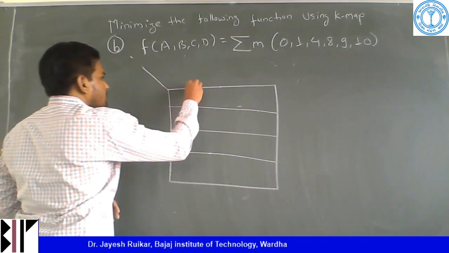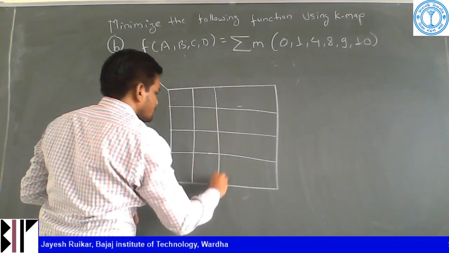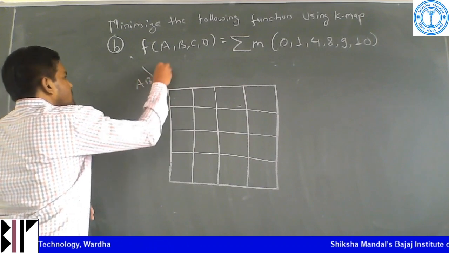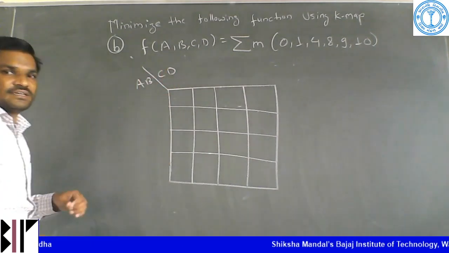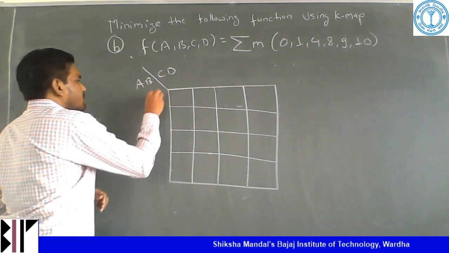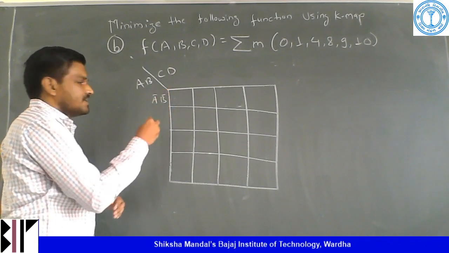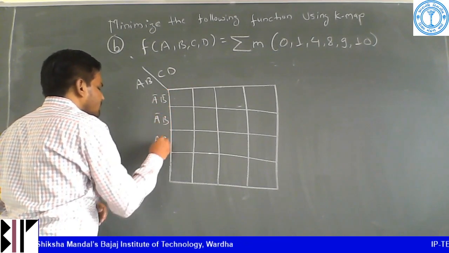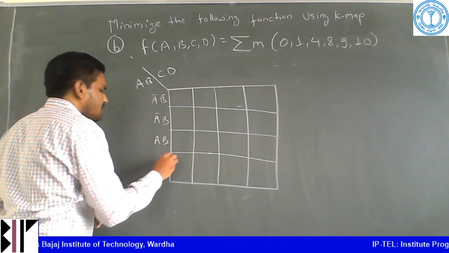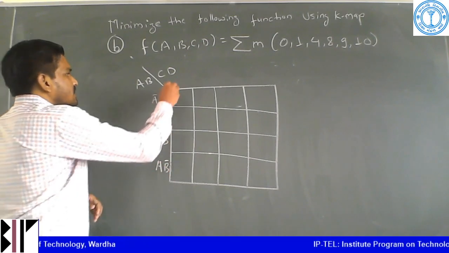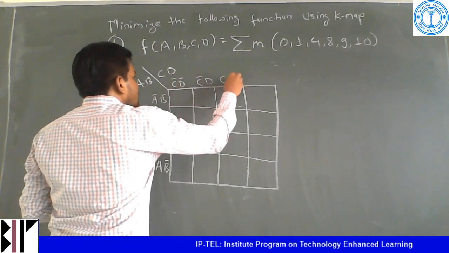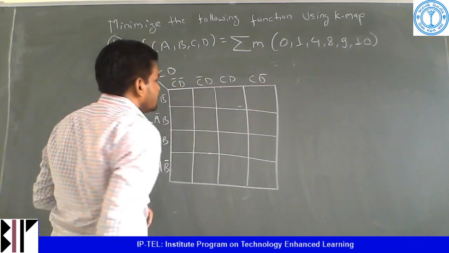Four variable K-map. So these variables are A, B this side and then C, D this side. Then A bar B bar, I am writing the variable names A bar B, then A B, and then A B bar. And on this side again C bar D bar, then C bar D, C D, and then C D bar.